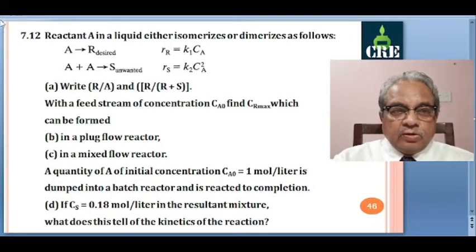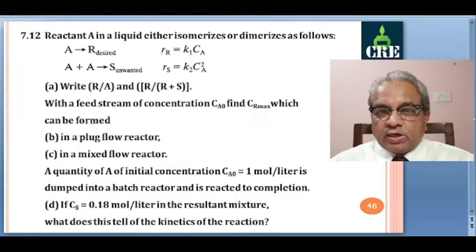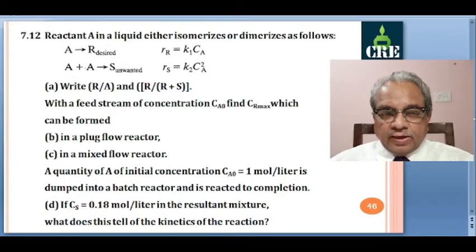So 7.12, reactant A in liquid either isomerizes or dimerizes as follows: A giving you R, which is the desired product, and A plus A, that means 2A giving you S, which is the undesired or unwanted product.